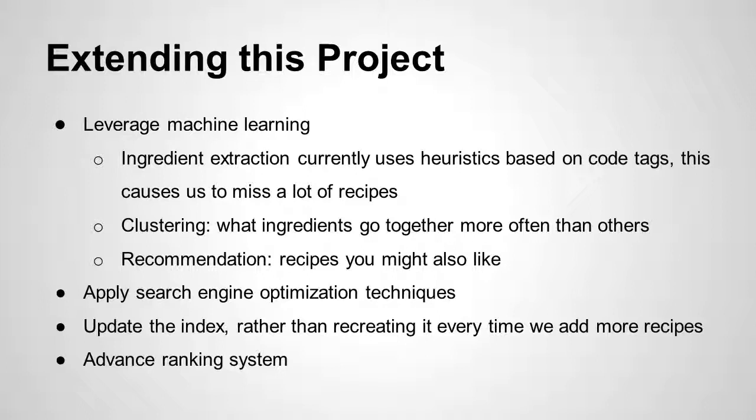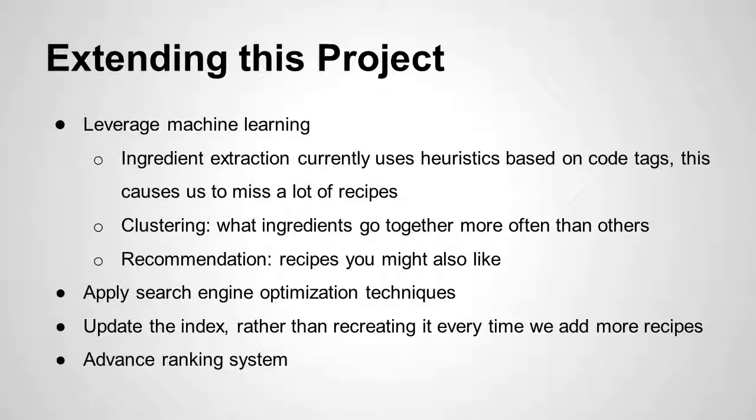Our current implementation also could use a lot of search engine optimization techniques. The current technique of crawling through everything is somewhat inefficient in some regards, and we could use things like looking at the sitemap.xml to aid in our searching as well, or our indexing as well. We'd also like to be able to update the index rather than recreate it every time we add more recipes. Currently, we have to rebuild it every time.